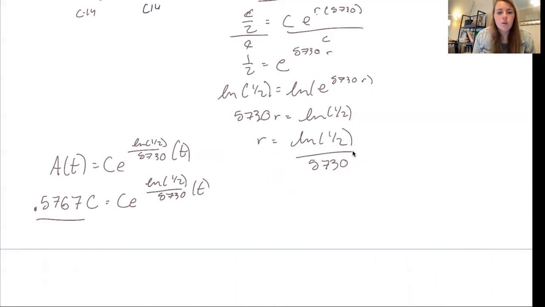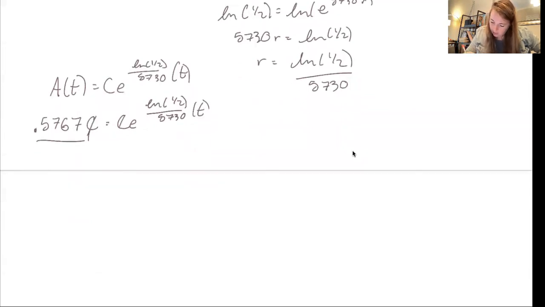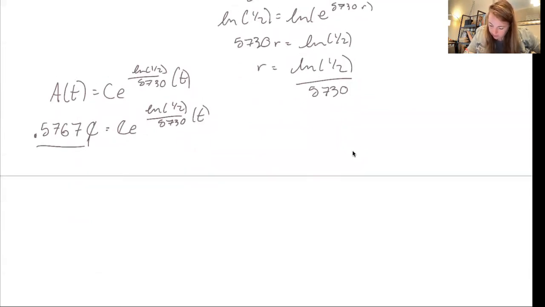Okay, so that's how I went from 57.67% of what he started with. So it doesn't matter what we started with, because I'm told how much percentage I had already, right? So the C's cancel out, and we're going to ln both sides. So we'd have 0.5767 equals e to the ln of 1/2 over 5730 T, ln both sides.